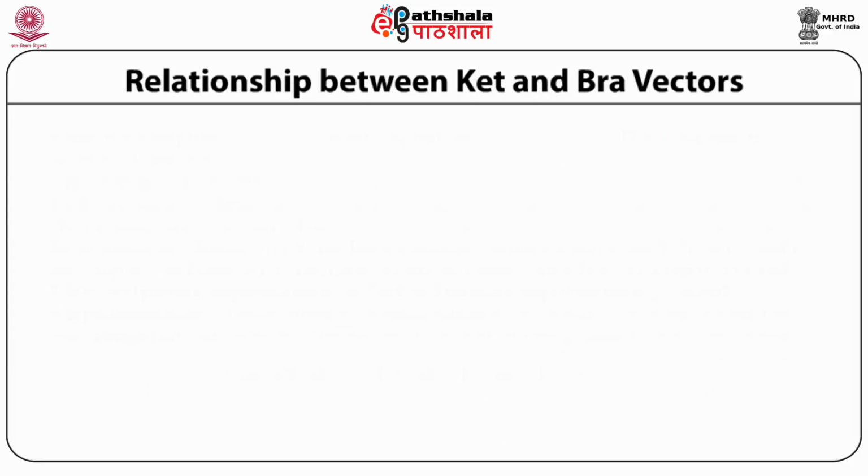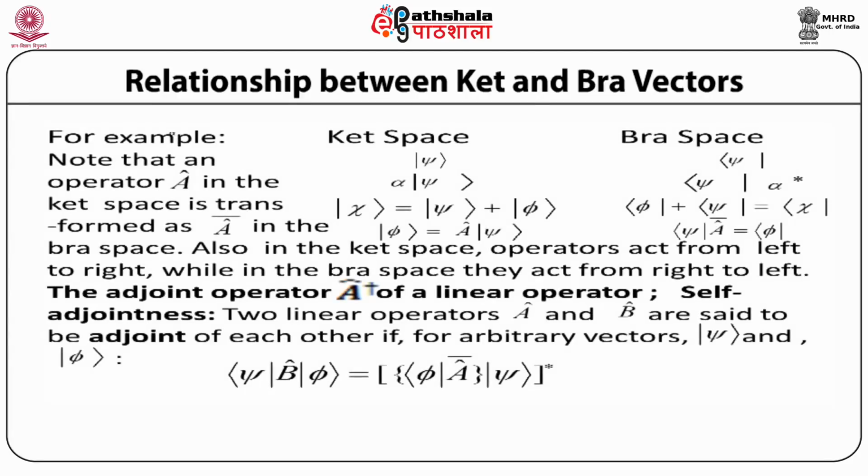Relationship between ket and bra vectors. Thus, we can look at different vectors defined in the ket space and the bra space, where ket space is the state vectors and bra space is the conjugate state vector space. So, ket vector psi will have a conjugate state vector bra psi. Similarly, if there is an operator A in the ket space, it is transformed as operator A bar in the bra space.